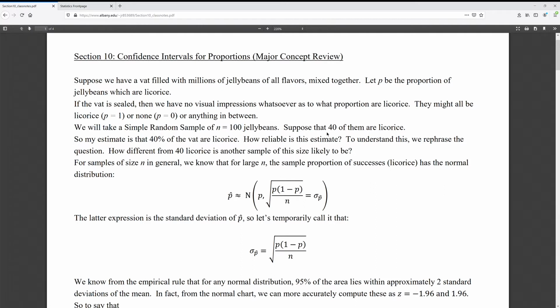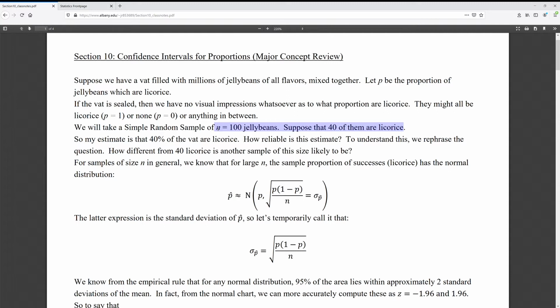So having picked 100 jelly beans and gotten 40 licorice, we have absolutely no perspective. Without knowing the thing that we're doing this to find out, we have absolutely no perspective on whether this is a typical sample or the most unusual sample there ever was. But what do we know with certainty? Somewhere in the vat there were 40 licorice jelly beans, and somewhere in the vat there were 60 non-licorice jelly beans.